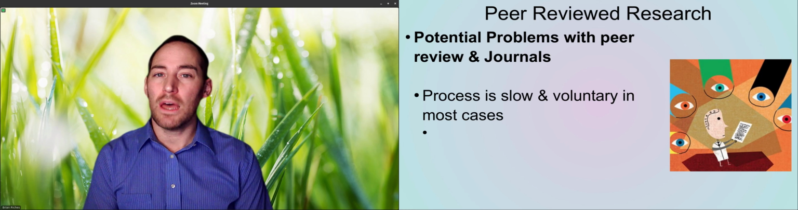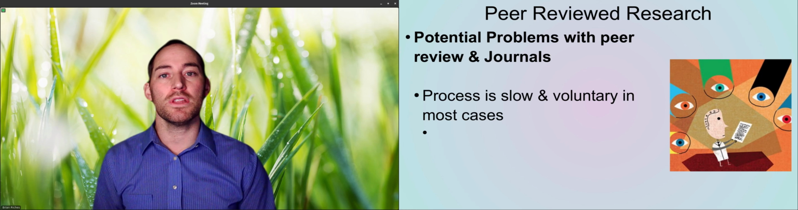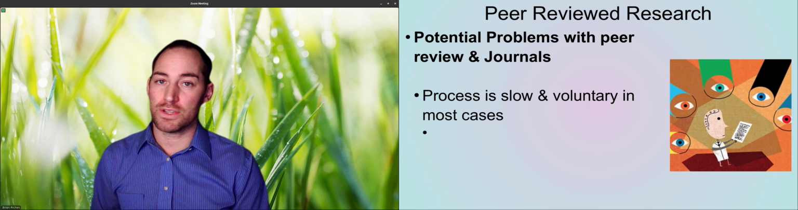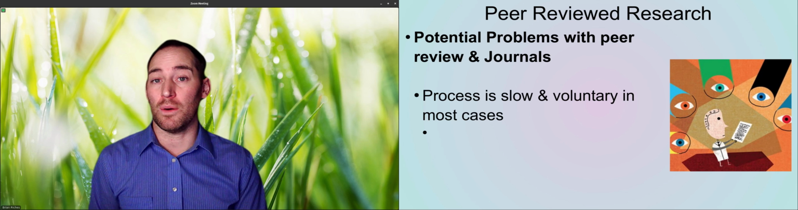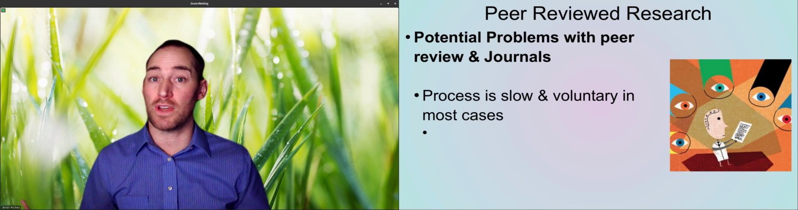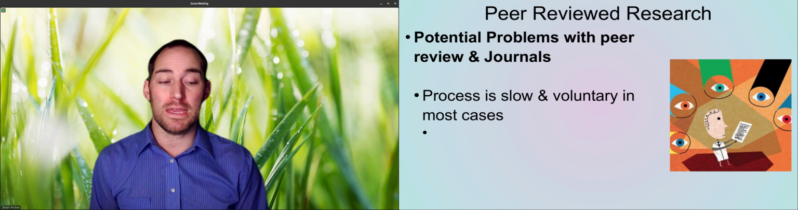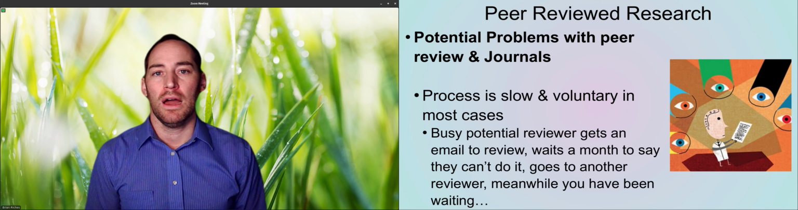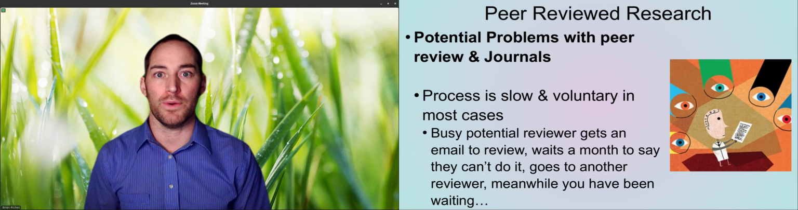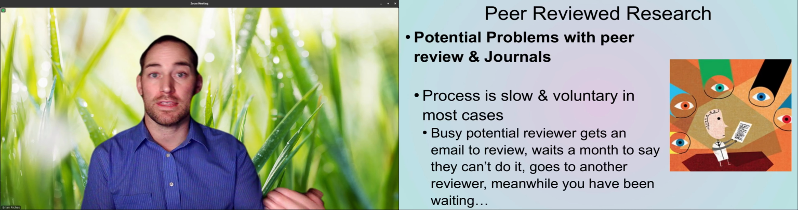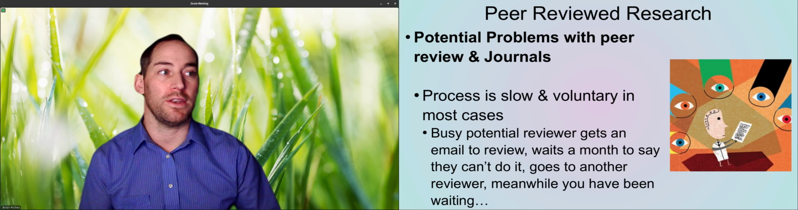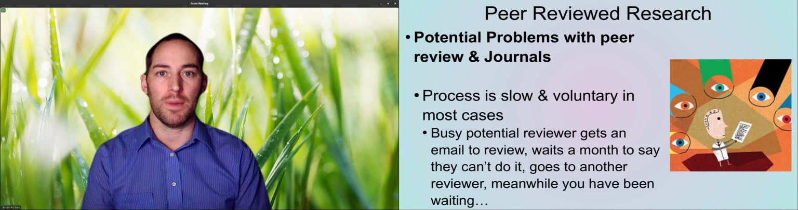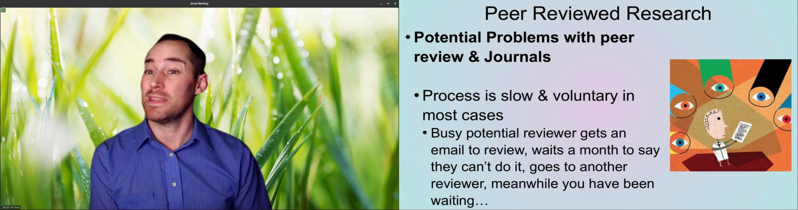So with this, there are some potential problems with peer review. It is really good. It can help catch things. It can help catch bad research, but there are some problems with it. One is that the process is slow and voluntary in most cases across all science fields. So what that means is when it's voluntary, a busy potential reviewer, so for example, I was recently sent a paper to review. The journal editor said, hey, I think this would be a good fit for our journal, but I know you're an expert in this topic. Will you review this? And gave me a deadline of essentially 2 months to get my review in. So sometimes it's 3 months, sometimes it's even 4 months.